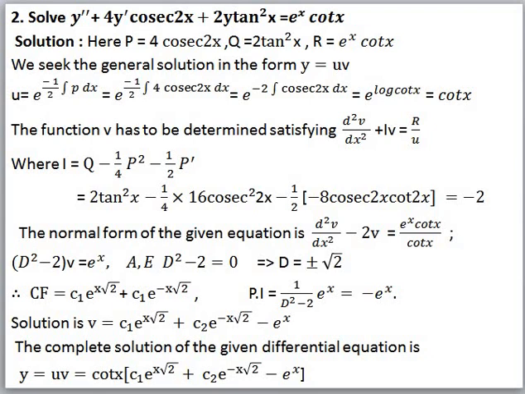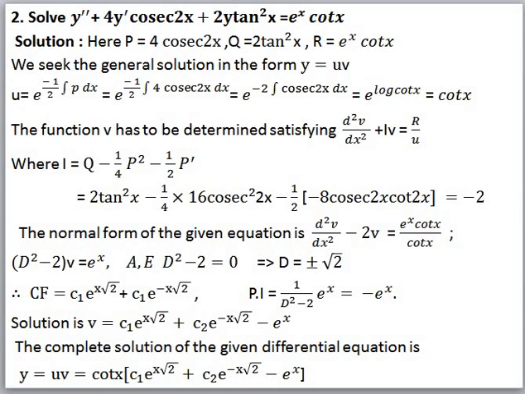Here the auxiliary equation is d square minus 2 equal to 0. That implies that d is equal to plus or minus square root of 2. For the complementary function, with real and distinct roots, we get c1 e to the power of root 2 x plus c2 e to the power of minus root 2 x.